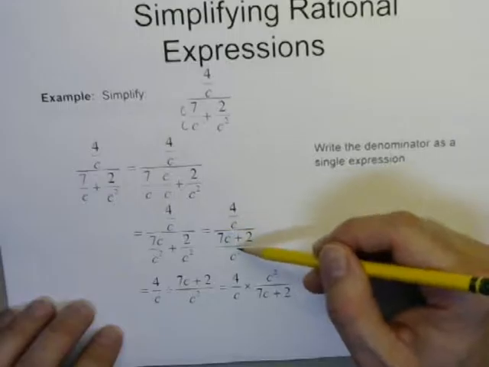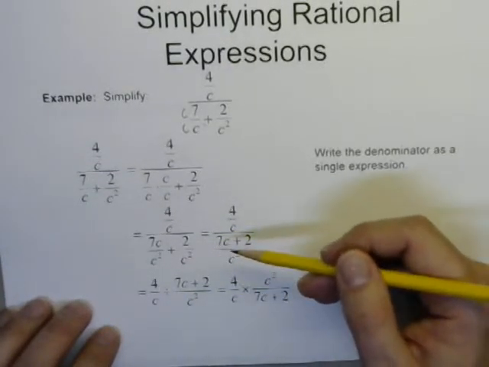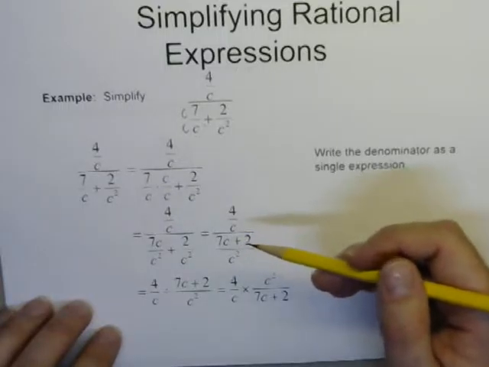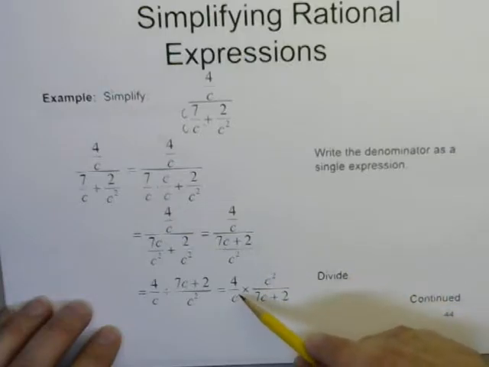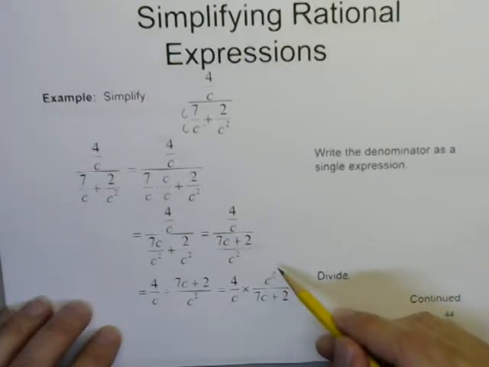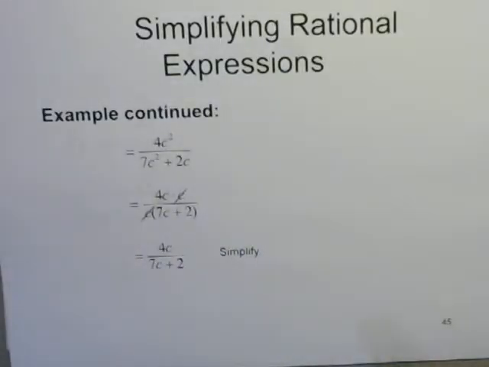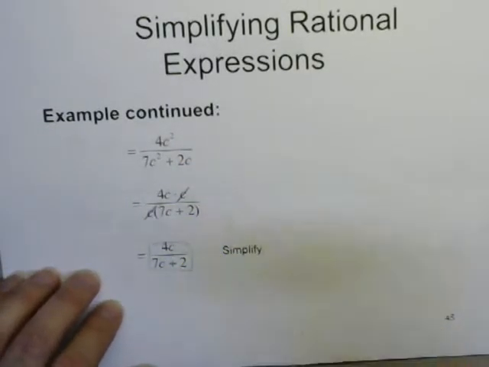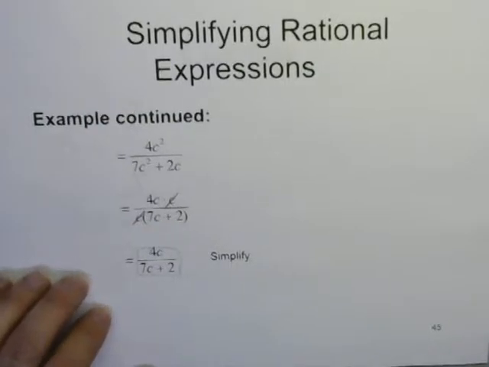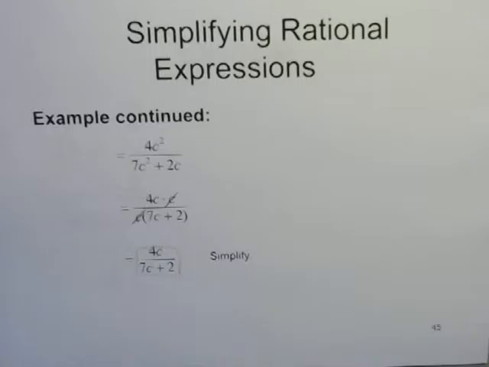Now I've got a fraction divided by a fraction, so I would simply flip this fraction over and multiply. Again, you might be able to reduce before you multiply. For example, this c here will cancel with one of those c's, leaving you with 4c over 7c plus 2. Or you can multiply first and then cancel, whichever way you want to do it. In the end, you should wind up with the same answer. Now, I should mention that it shouldn't matter what method you use. You will get the same answer in both cases.